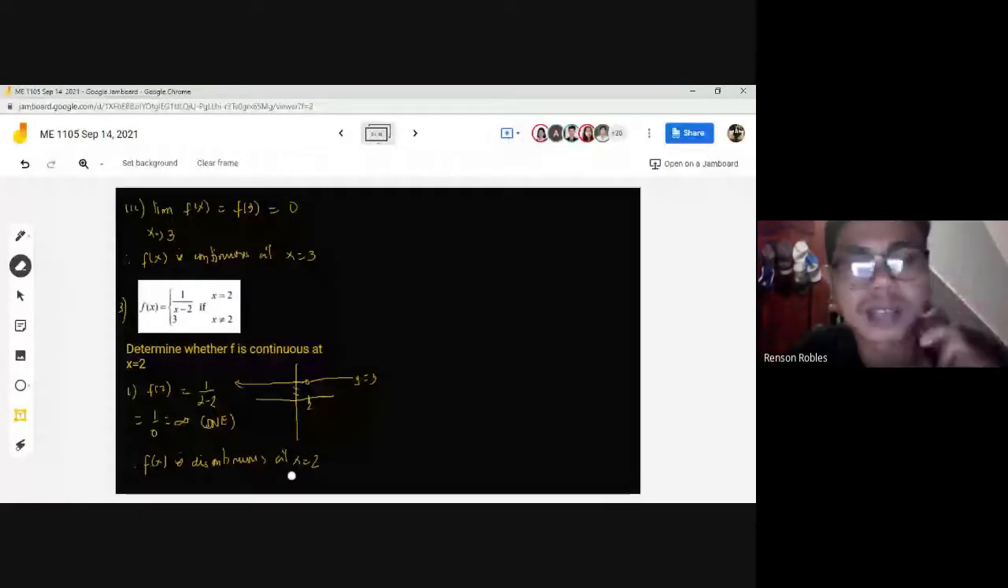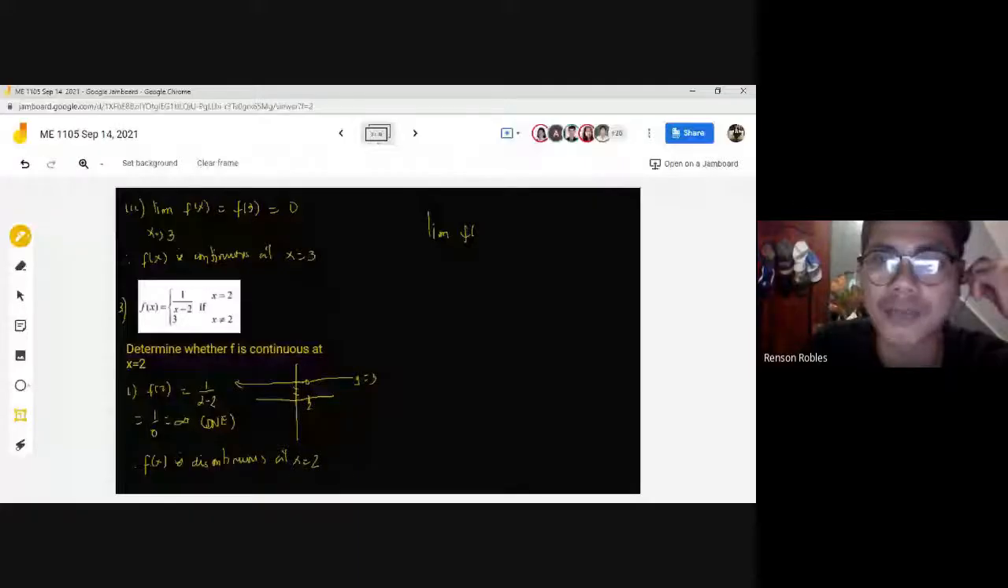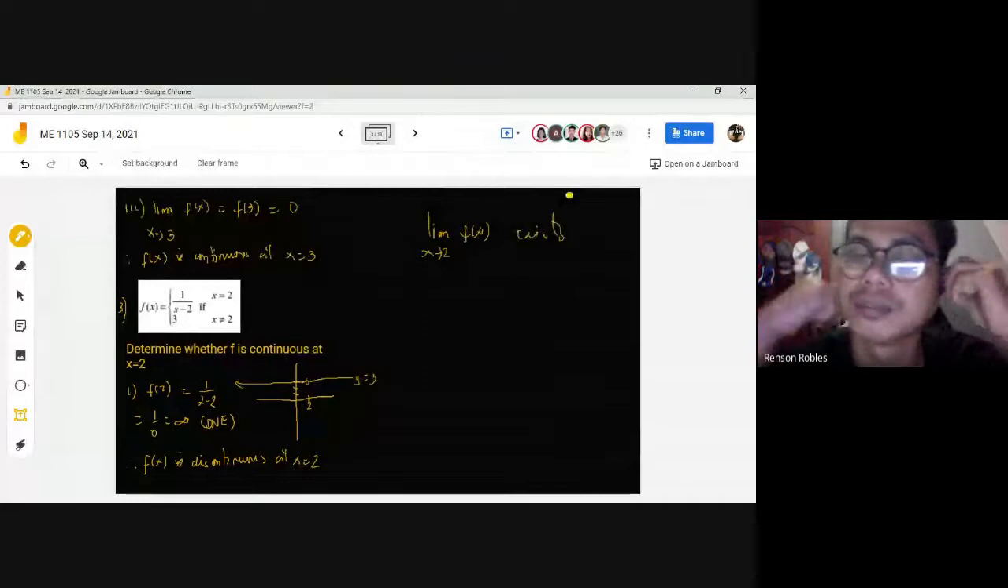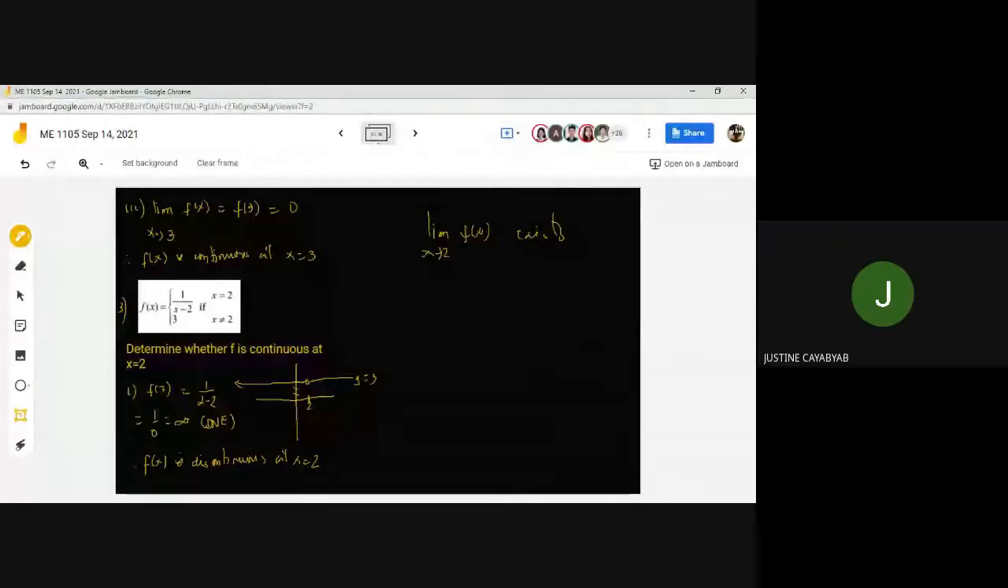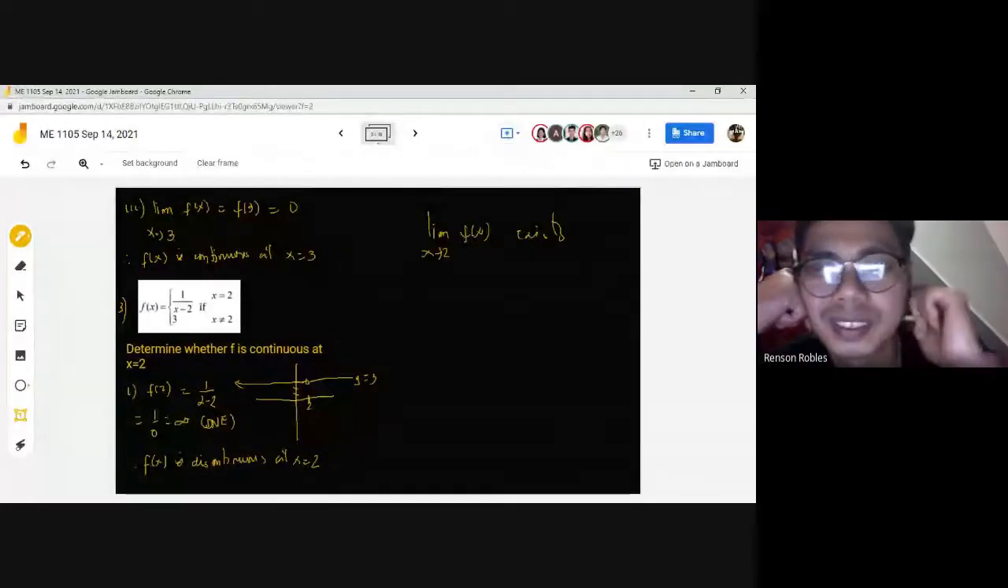Tanong, although we have shown that the function f of x is discontinuous at x equals 2. Tanong, does the limit of f of x as x approaches 2 exist? Yes or no? No po. Yes, no? No po.